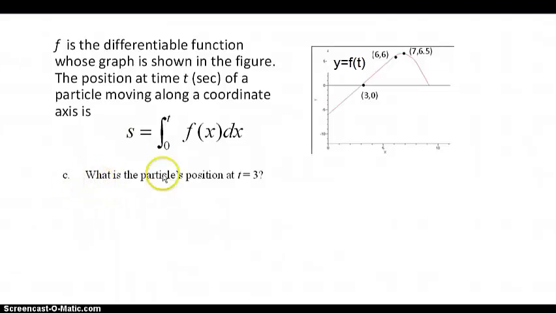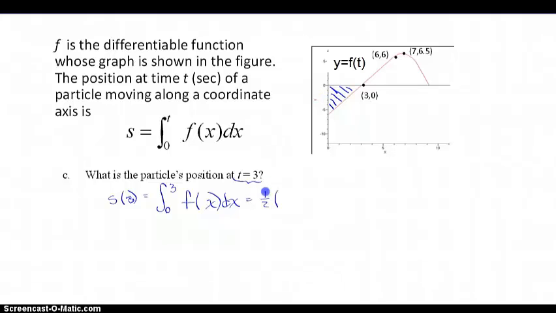So here's part C. What is the particle's position at t equal 3? So it's asking for s of 3. Well, we know s of t is this function, so s of 3 has to be the accumulated area from 0 up to 3 underneath the function f of x dx. So we're going to go to the graph and we're going to use our knowledge of geometry, that's a triangle, to find that accumulated area.